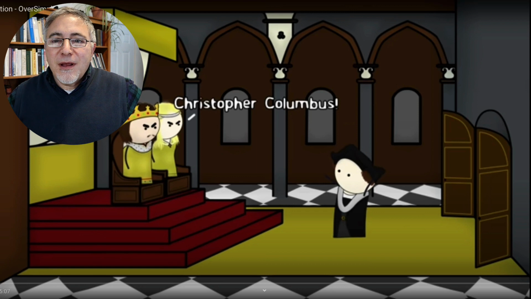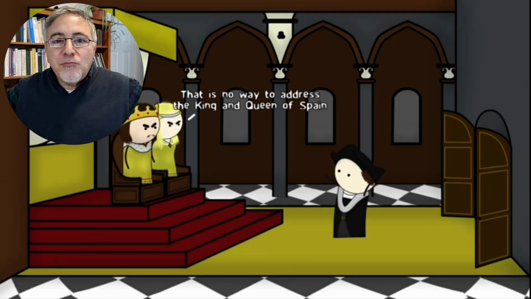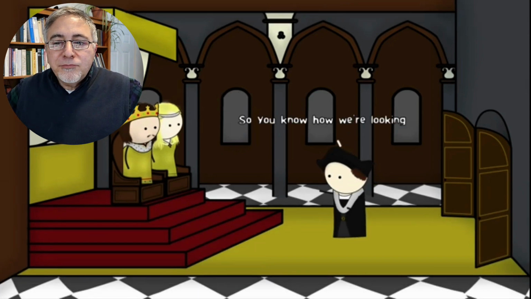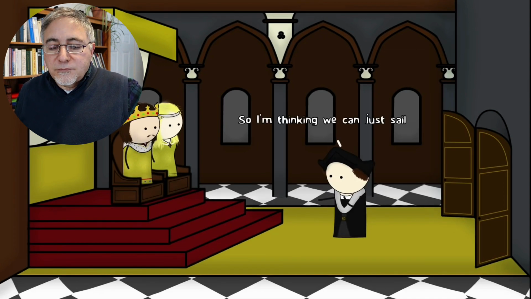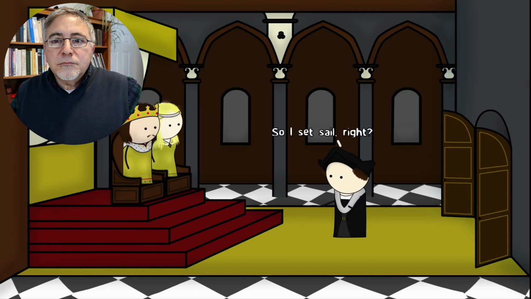Holy smokes! Christopher Columbus, that is no way to address the King and Queen of Spain. What is wrong with you? Okay, so you know how we're looking for a new trade route to India, right? Right. And the Earth is round, right? Right. So I'm thinking we can just sail the other way around the planet, right? Yeah.